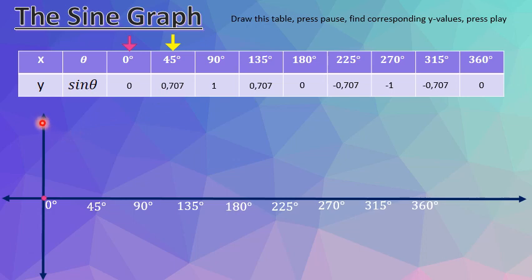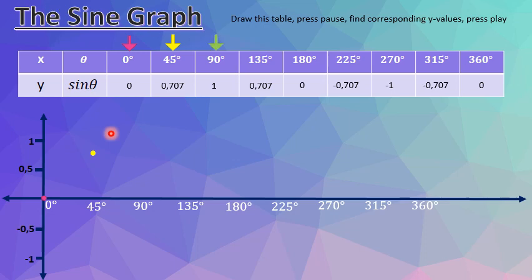Now that's a bit of a problem because I haven't yet made a scale on my y-axis. So let me go ahead and do that. Using a ruler, you can create a scale, and I'm making my scale just fluctuate up to number 1. So that notch over there represents a half, and then that notch over there represents 1. So 0,707 will fall somewhere between a half and 1, and so I plot it there as the yellow dot.